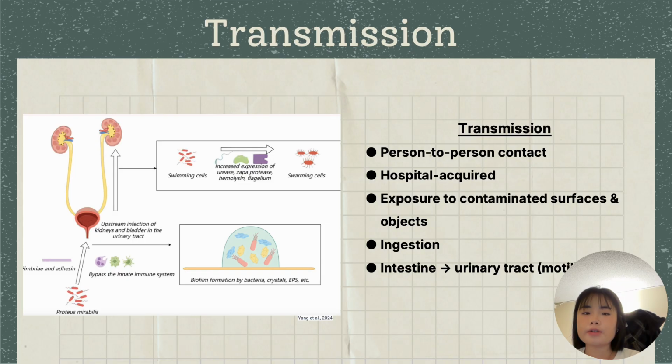The main way of transmission is through person-to-person contact. It's often hospital-acquired. And exposure to contaminated surfaces and objects can also lead to transmission of the disease. Recent studies show that Proteus mirabilis is found in retail meat and seafood, so ingestion is another possible way of transmission. And since Proteus mirabilis is a part of normal gut microbiota, it can move from intestine to urinary tract, causing infection as it is motile.